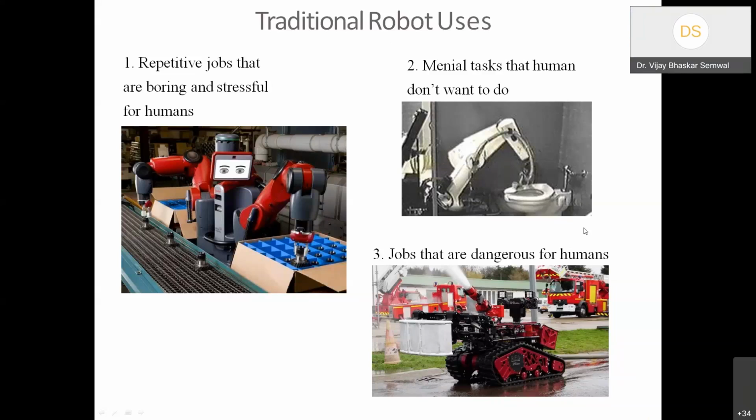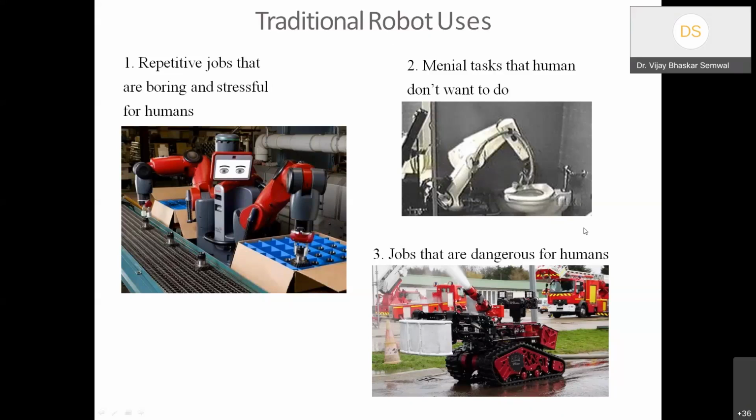The third category, as I already told, is when there is fire, so fire extinguishing work that can endanger human life, bomb disposal, or when a terrorist attack is happening, we can deploy robots. So you can see the different categories of robots. The image itself is self-explanatory, explaining each and every bit quite naturally.